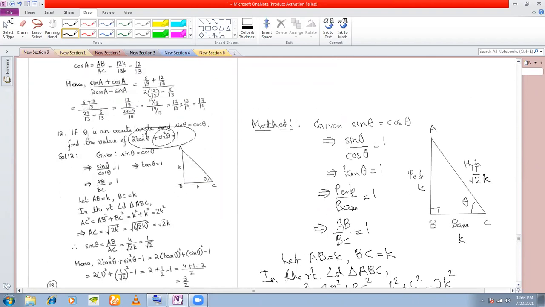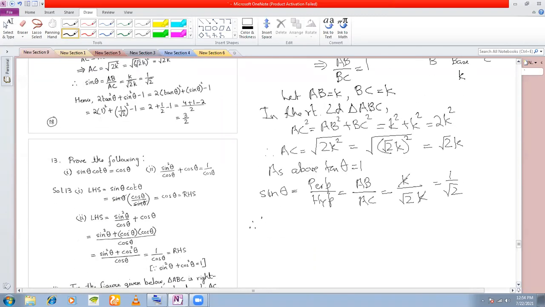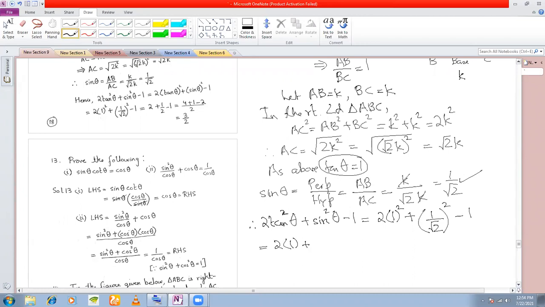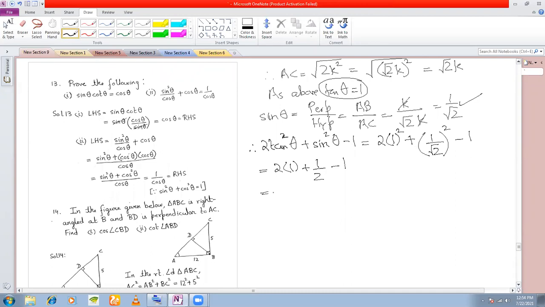You have to find 2 tan square theta plus sine square theta minus 1. So let's write it. Therefore, 2 tan square theta plus sine square theta minus 1 is equal to 2. Tan theta is equal to 1. Put it here, 1 square, plus sine theta we have found, 1 by root 2 square, minus 1. So this is 2 into 1 plus half minus 1, equal to 2 plus half minus 1.